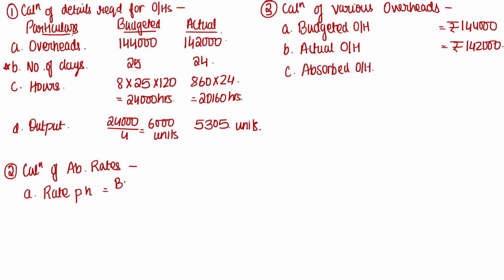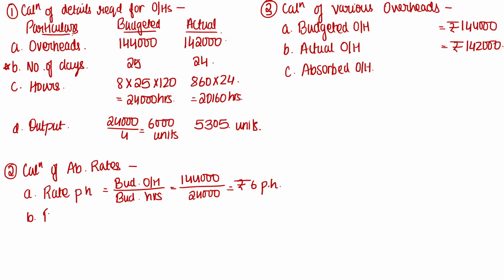Perfect. Budgeted overheads divided by budgeted hours. Correct? So that would be 1,44,000 divided by 24,000. How much? Rupees 6 per hour.